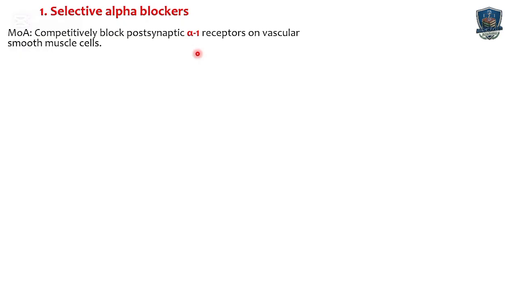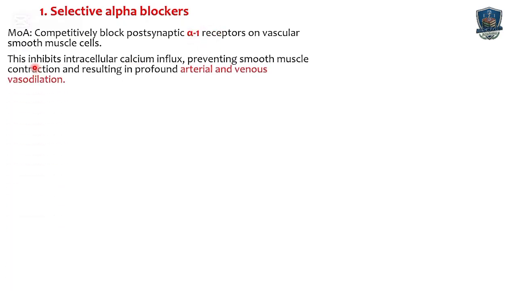So they block the alpha 1 receptors that are found on the arterial and the venous smooth muscle. So this inhibits the intracellular calcium influx, preventing smooth muscle contraction and resulting in profound arterial and venous vasodilation. So these drugs cause arterial dilation. This will lead to a decrease in the systemic vascular resistance and a decrease in blood pressure.